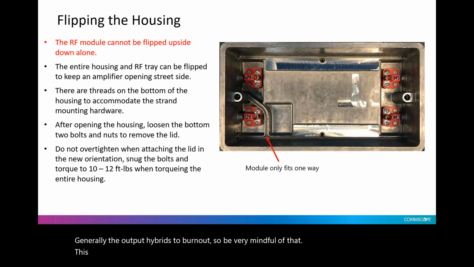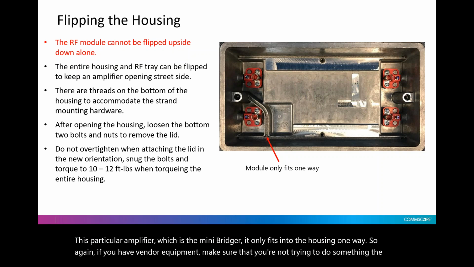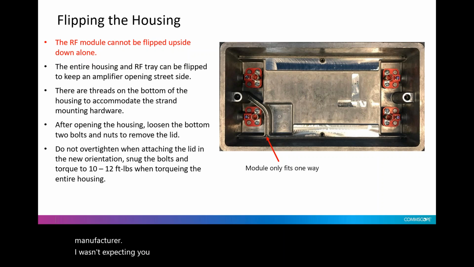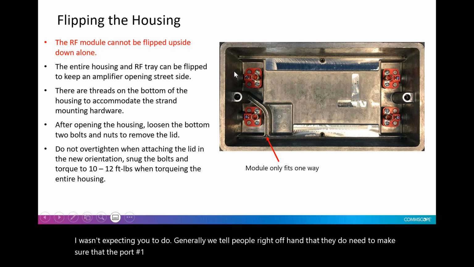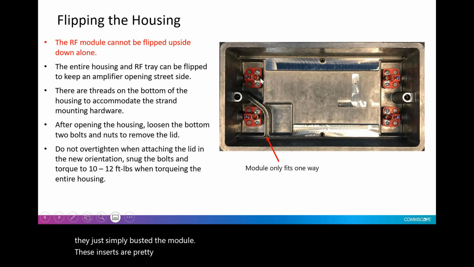On this particular amplifier, which is the mini bridger, it only fits into the housing one way. So again, if you have vendor equipment, make sure that you're not trying to do something the manufacturer wasn't expecting you to do. Generally, we tell people right offhand that they do need to make sure that port #1 is on port #1. This port #3 right here, you can see there's this ridge. I've had people try to show me that they can put the amplifier in correctly, and they just simply busted the module.